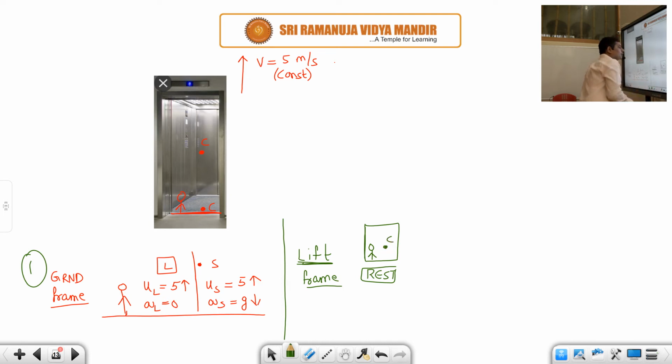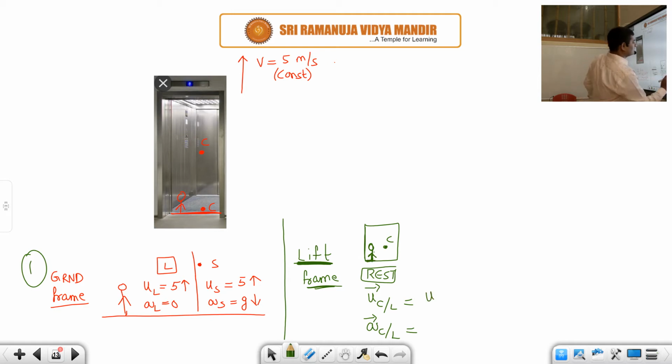Now if I want to know the path of that coin, what do I have to do, students? This is the person. This is the observer, okay, students. Now I am the person who is in the lift frame. So first I have to calculate the velocity of the coin with respect to the lift and the acceleration of the coin with respect to the lift, because I am standing on the lift.